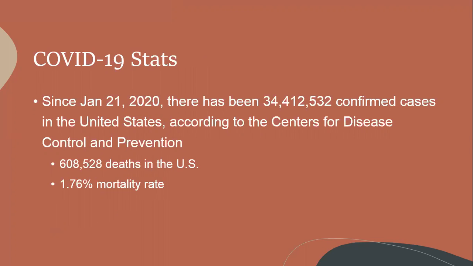So just a little bit of statistics on this virus. Since January 21st of 2020, there has been a total of 34,412,532 confirmed cases in the United States, according to the CDC. Out of all those cases, there have been 608,528 deaths in the United States. This accounts for a 1.76% mortality rate. So even though the mortality rate is not huge, it's still a very large number that we can prevent and hopefully, as time goes by, bring down with all these precautions and safety protocols.